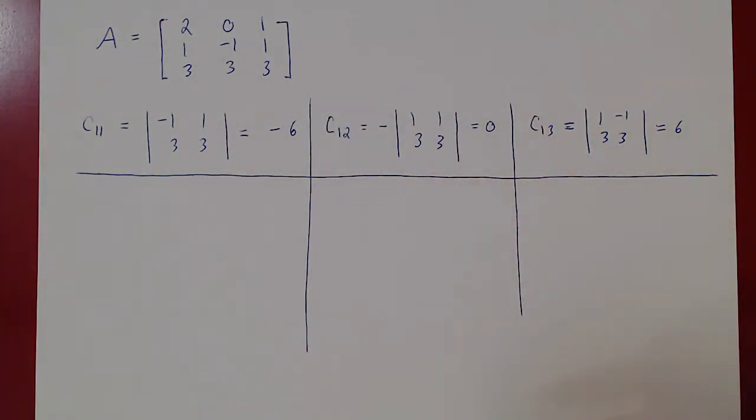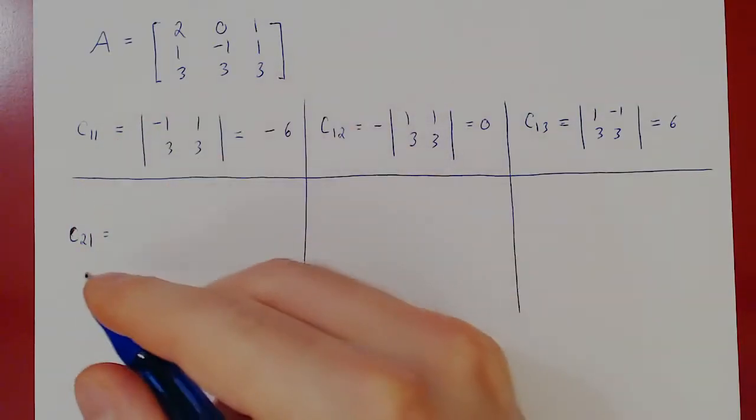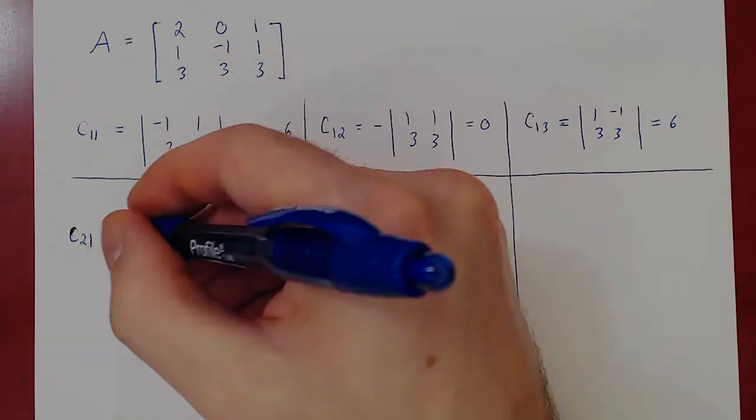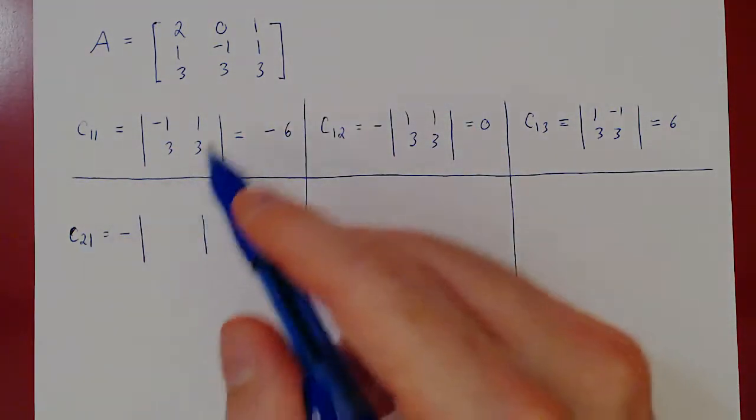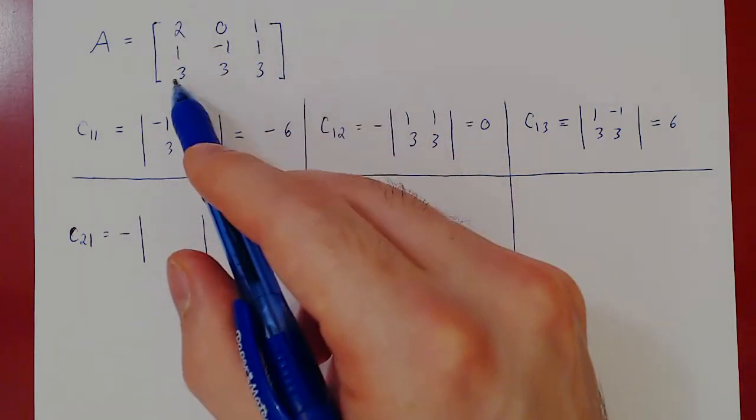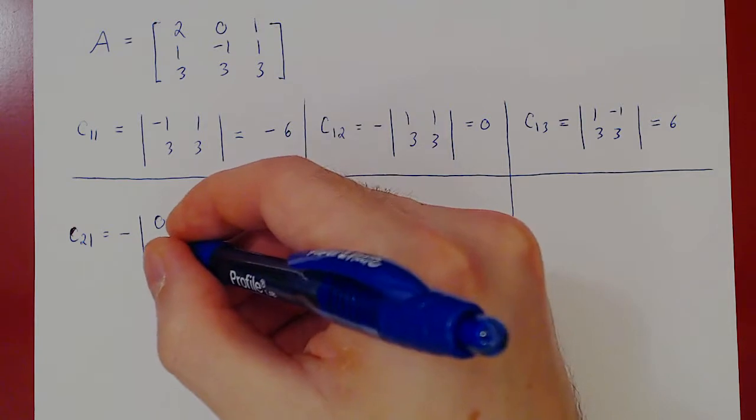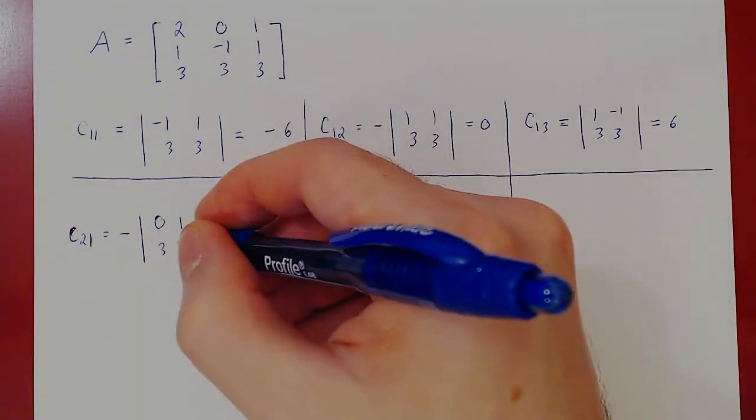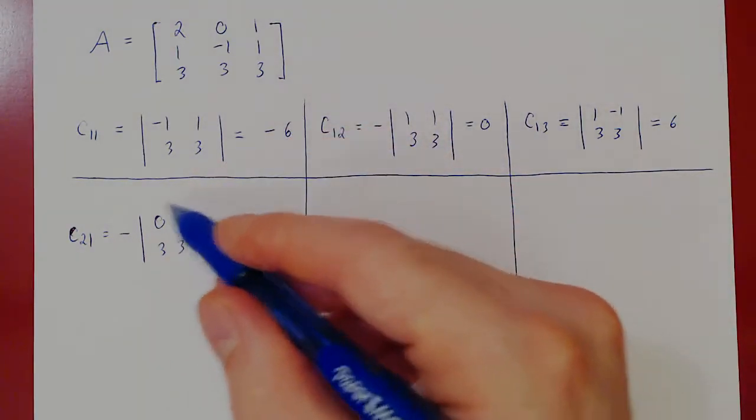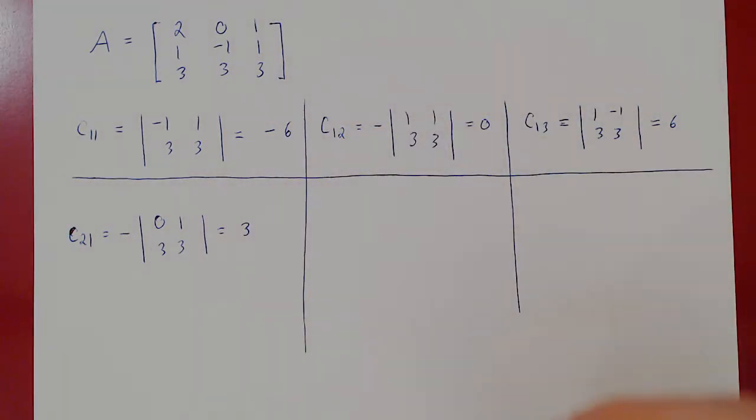Let's find the cofactors for the second row. So C21. 2 plus 1 is 3, which is odd. We get a negative. Determinant after we delete now row 2, column 1. Deleting row 2, column 1 gives the matrix 0, 1, 3, 3. The determinant will be 0 minus 3, so negative 3 for the matrix. Negative of that gives us positive 3.